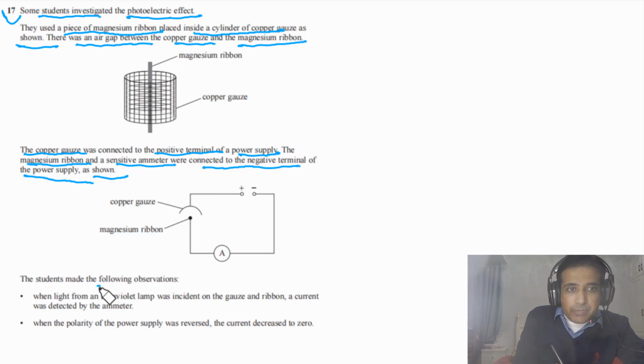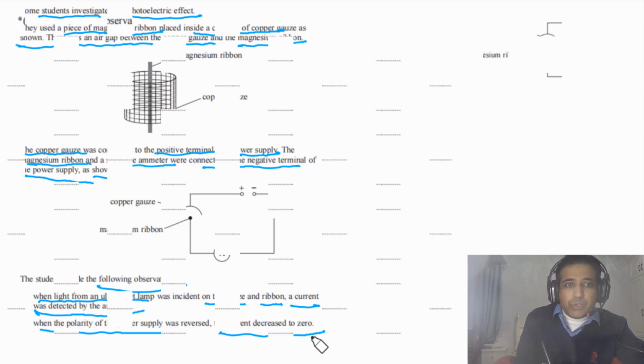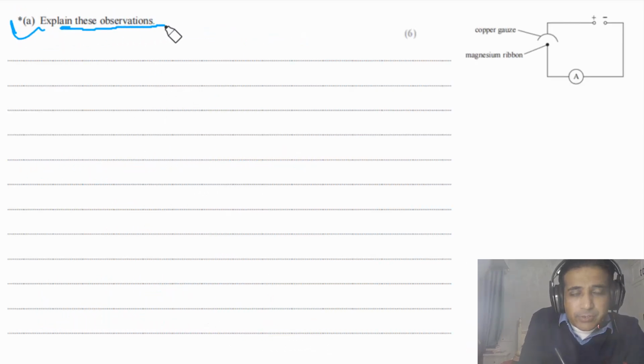The students made the following observations. When light from an ultraviolet lamp was incident on the gauze and ribbon, a current was detected by the ammeter. When the polarity of the power supply was reversed, the current decreased to 0. Part A says explain these observations, and this question has 6 marks.